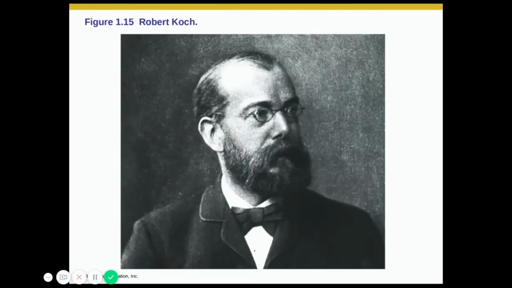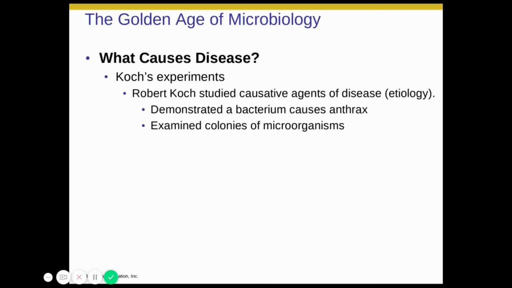Like, what would we do? Well, this is what this next guy, Koch, was actually kind of concerned with. How do we figure this stuff out? Koch did a tremendous amount of work, but some of his most important contributions were these postulates. We call them Koch's postulates, and they help us to determine the etiology, or the causative agent, of a disease.